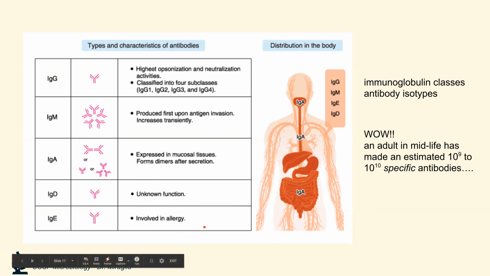IgE is very important to know about because it's the one that's involved in allergy, and IgEs will bind to mast cells and stimulate type 1 hypersensitivity reactions, which you're familiar with in terms of having seasonal allergies and sneezing, etc. We'll talk a little bit more about that when we talk about hypersensitivity reactions.